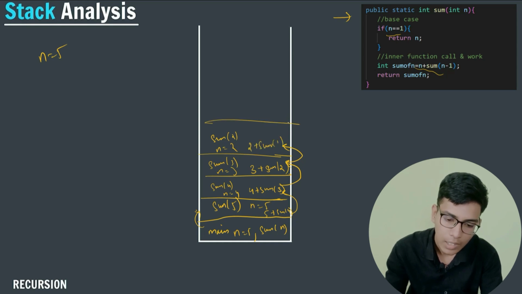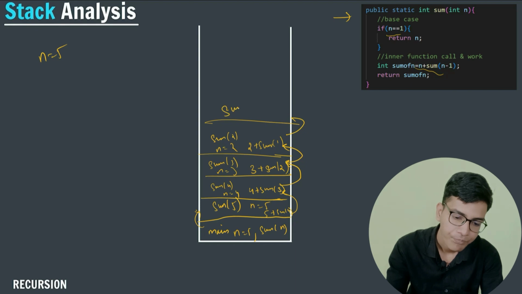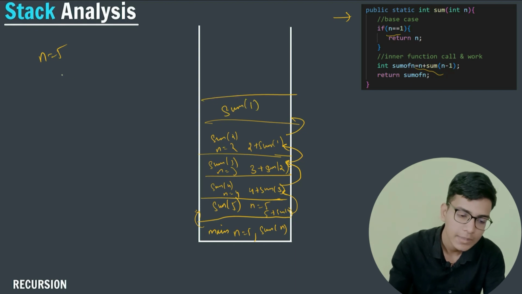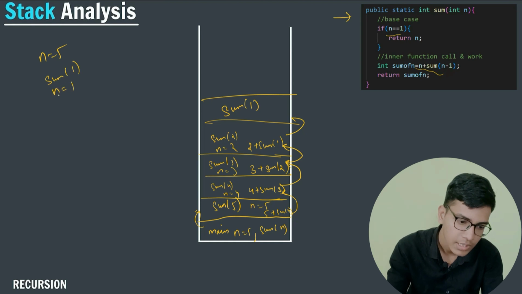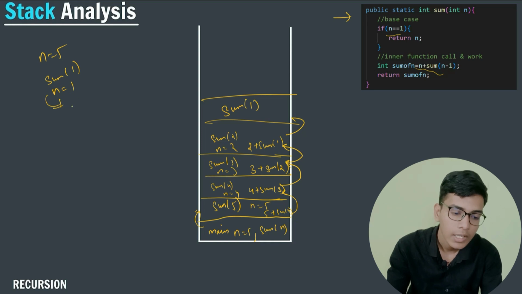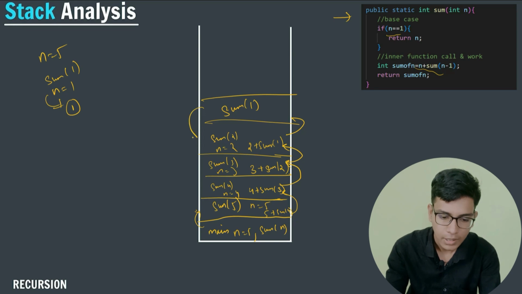So here I will calculate sum of 1, and I already know my base case: here the n value is 1. When this value becomes 1, I am going to return 1 to my user, so 1 to my previous called function. So here I will return 1.